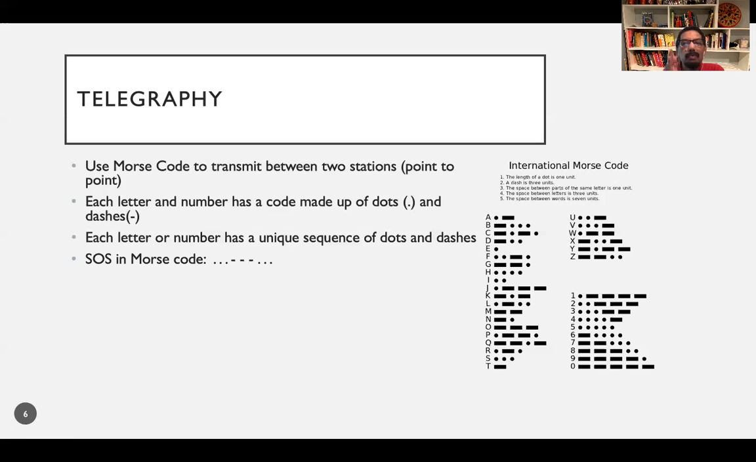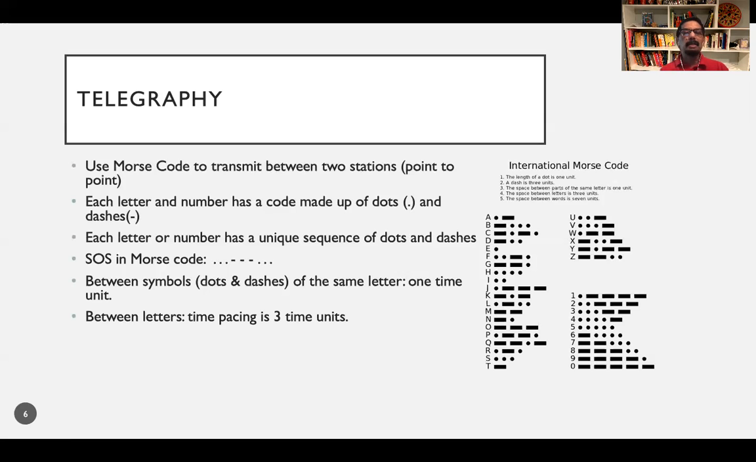So this is where we need a boundary or a delimiter between sending information. Only then do we know what we are trying to communicate. In the case of telegraphy, the boundary or delimiter is indicated by time. Because it is sent as an electrical signal, between symbols, the dots and dashes of the same letter, 1 time unit is needed. Okay, so you're going to wait for that. And between letters, you wait for 3 time units. Think about it like a second to make it easy to understand.